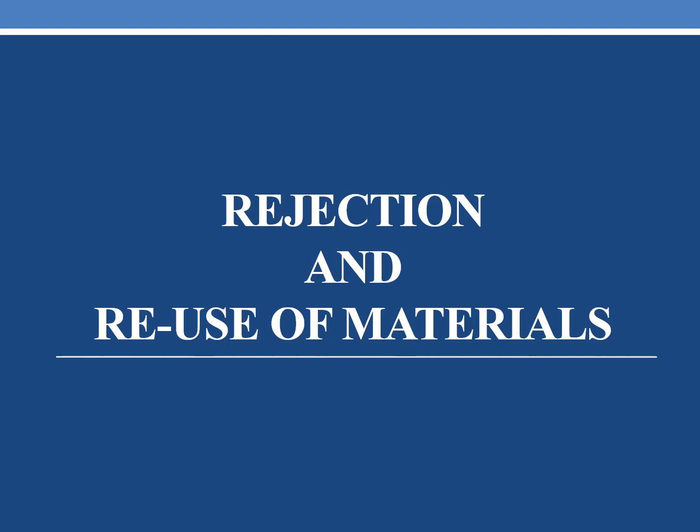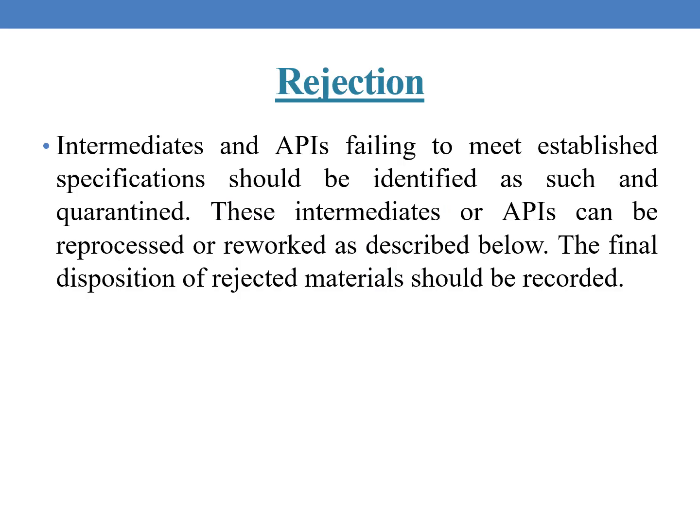Now coming to rejection and reuse of material. Coming to rejection, intermediates and APIs failing to meet the established specifications should be identified as such and quarantined. These intermediates or APIs can be reprocessed or reworked as described below. The final disposition of rejected material should be recorded.